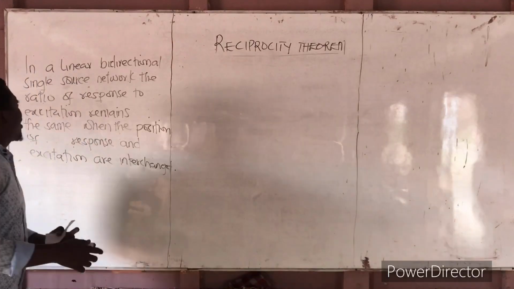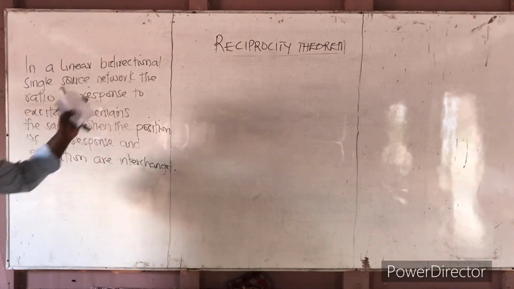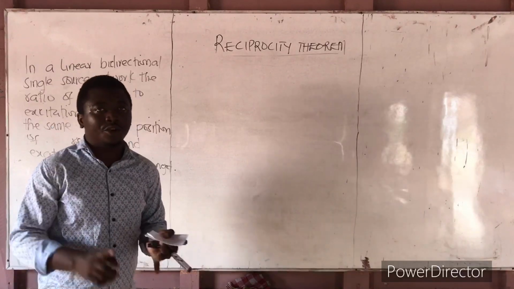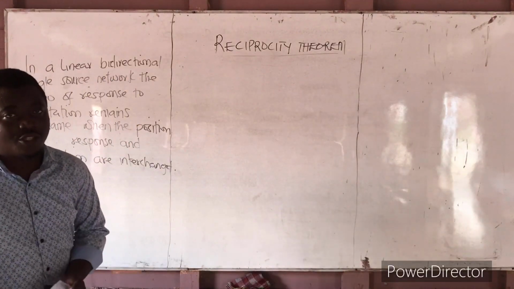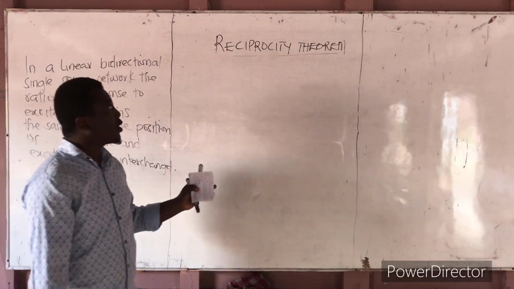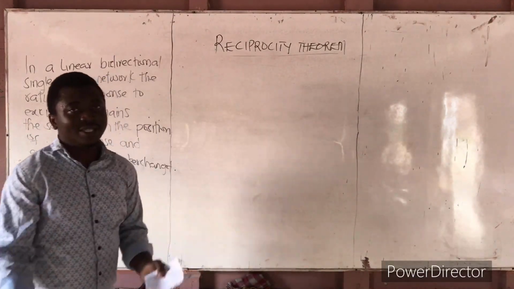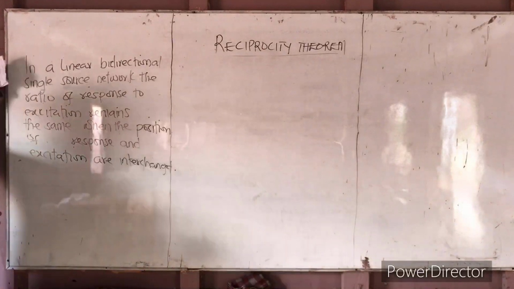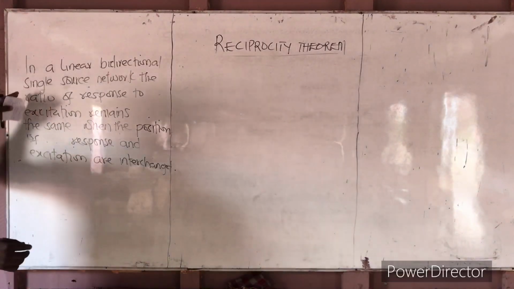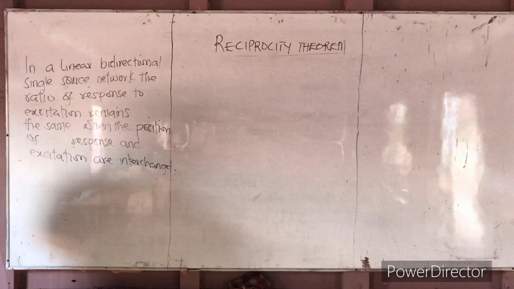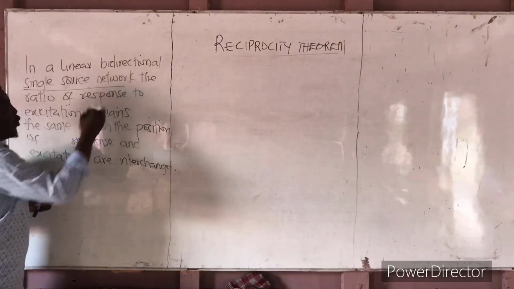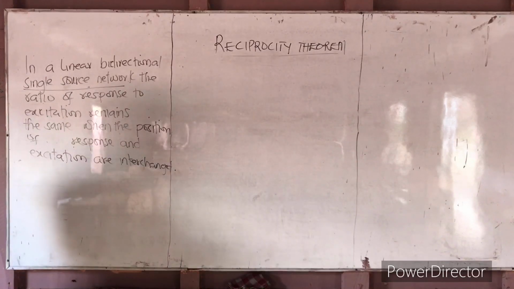We've already done superposition theorem, Thevenin theorem, Norton's theorem. So the last theorem we are going to talk about is reciprocity theorem. When we talk of reciprocity theorem, let's take this analogy. It's in a linear bidirectional single source network. So we are talking of a single source network.